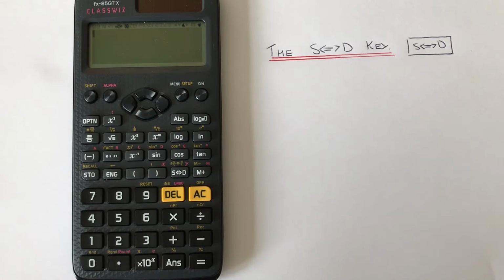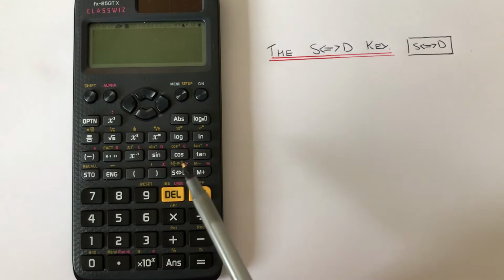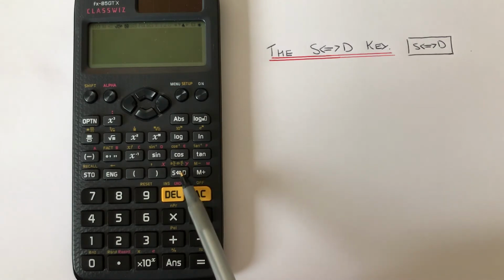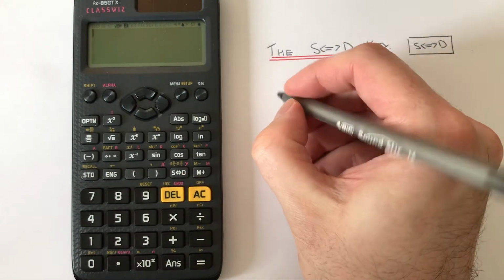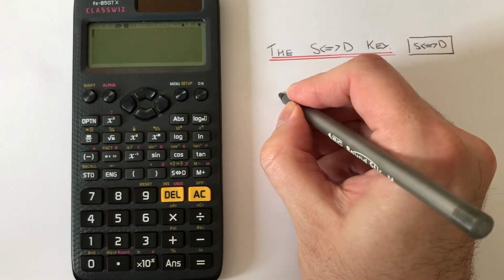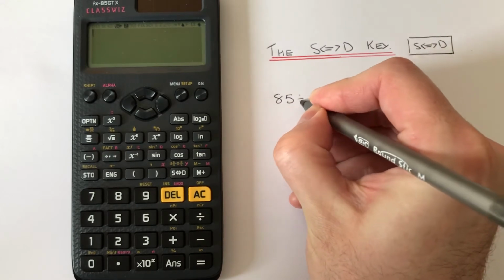Today I'm going to show you how to use the SD key to convert an answer from a fraction into a decimal. The SD key is located on the fourth row down on the scientific keys, so it's this one here. Say you had to work out a calculation such as 85 divided by 4.